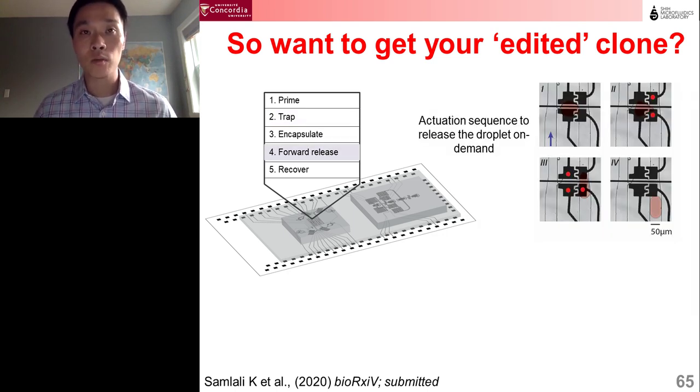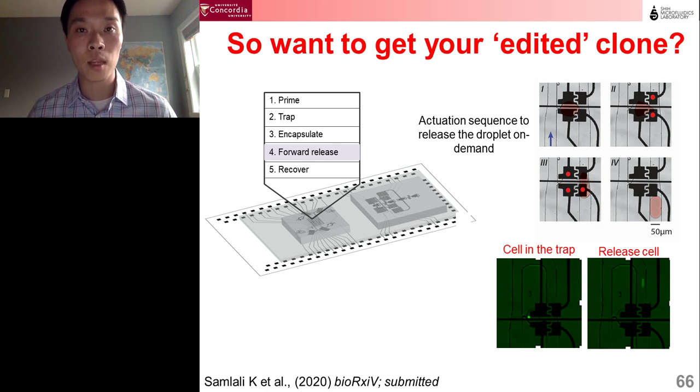Once you trap these cells, you encapsulate them with the droplet. The next thing you can do with our device is have this on-demand functionality to release them anytime you want. Here I show you a series of images from a movie that shows the actuation sequence to release the droplet on demand. You can see the droplet is trapped. The 2 red dots represent the activated electrodes. Then you can drag the droplet anywhere you want. Here you can see the cell that's trapped in the region, and then you can release it using electrodes in any direction you would like.